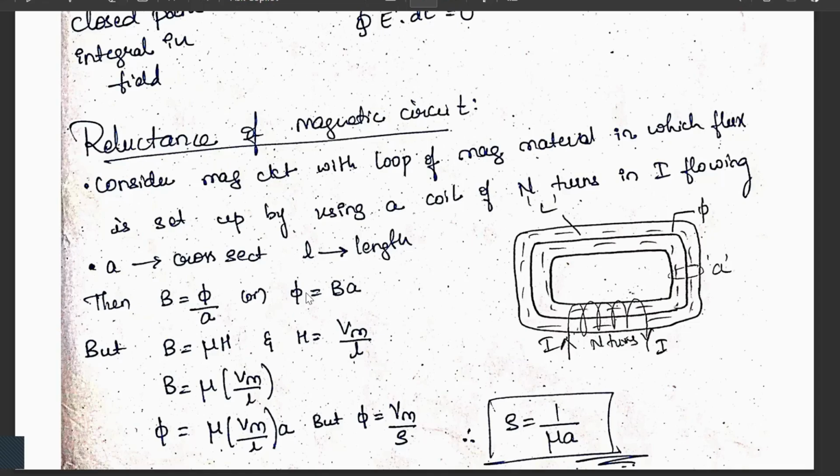Now put this B in the first equation. So phi is equal to mu A Vm divided by L, but we know phi is equal to Vm by S. So we can directly write S is equal to L by mu A. So this completes module 4.